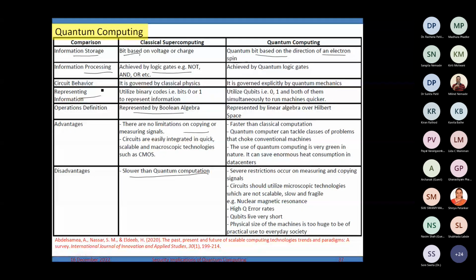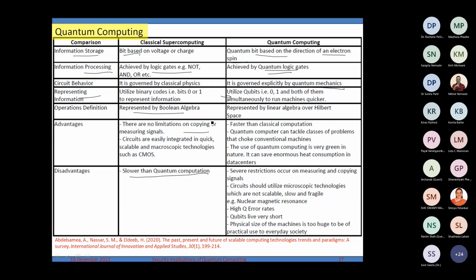Then information is processed with the help of quantum logic gates. There are several quantum gates. Using those gates, information is processed in gate-based quantum computers. There are adiabatic quantum computers. Like that, we have different ways of processing the information. All these operations are governed by quantum physics, and the information is represented in the form of qubits.